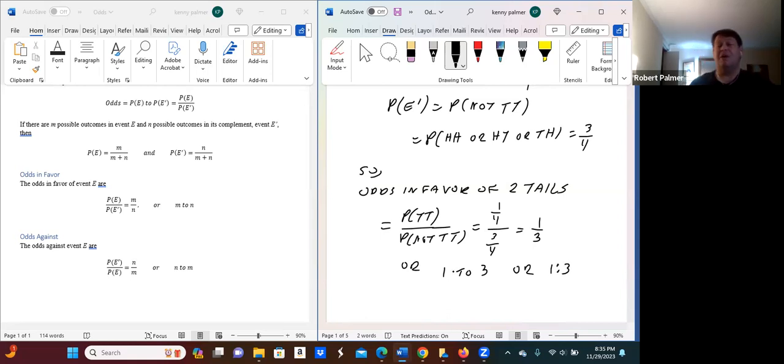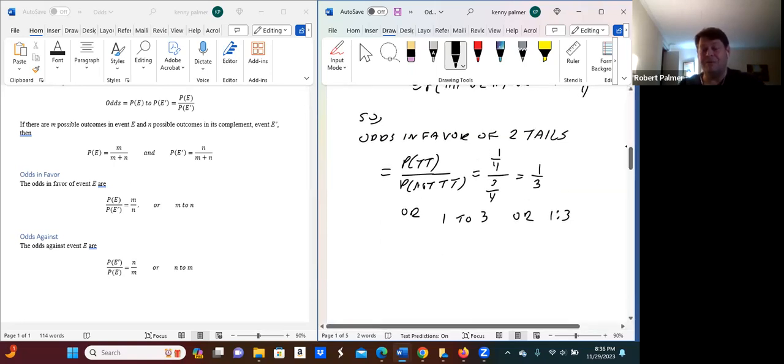And this means, once again, odds in favor this way. So think about number of chances. You have one chance out of 4 of getting two tails. That's the odds in favor. As you can see, it's 1 to 3. This is a smaller number in front. That means in terms of in favor, there is less of a chance of getting two tails than getting something else.